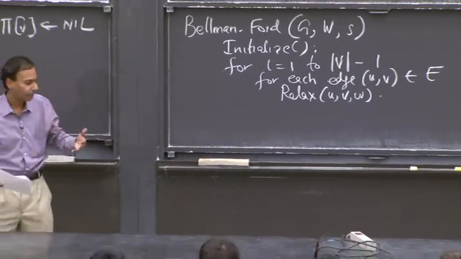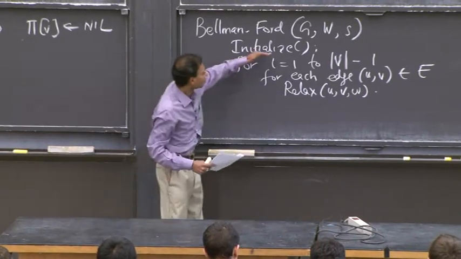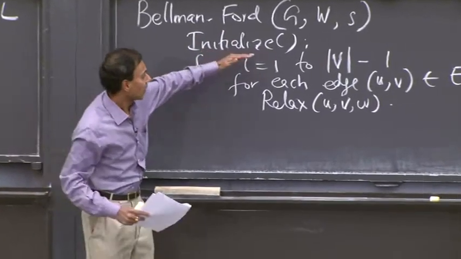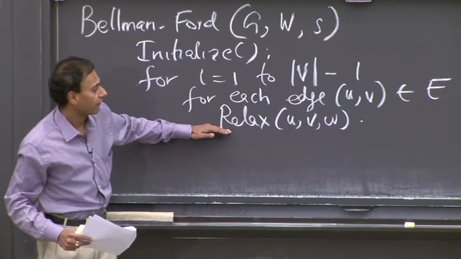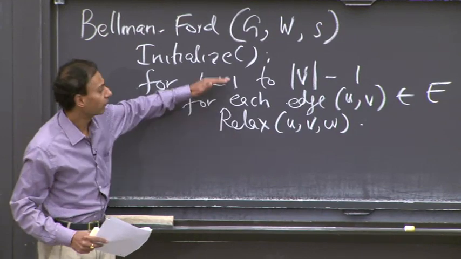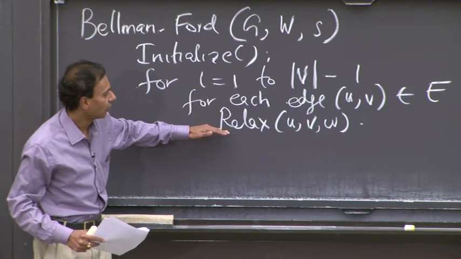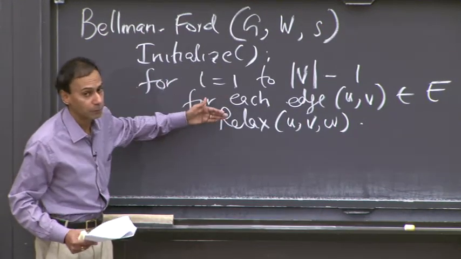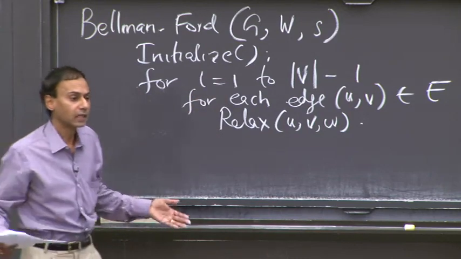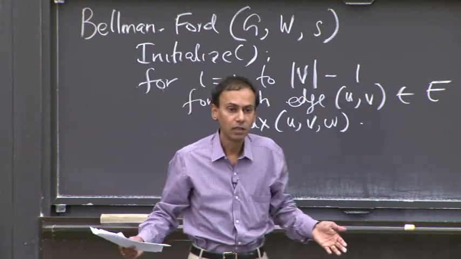And if you know magically that there are no negative cycles in the graph, right? So if there are no negative cycles in the graph, then after these, we'll have to prove this, but after these v minus 1 passes, you're going to get the correct shortest path weights. Okay?